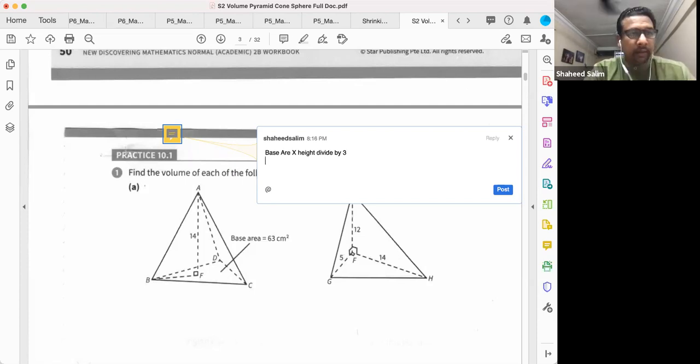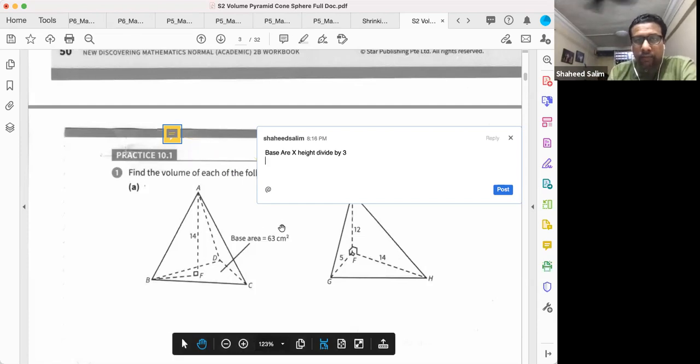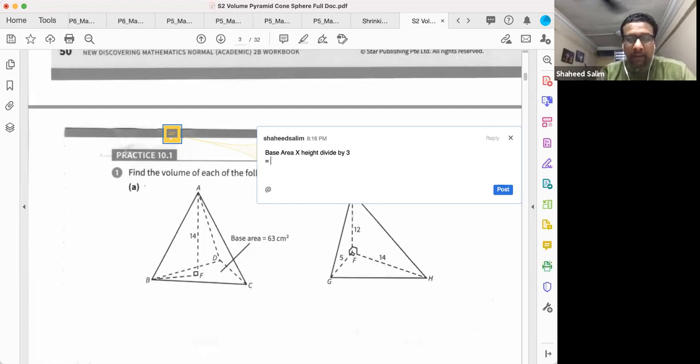Okay, Akila, well done. Inshi, Ryan. So if not, I will have to write down here. The base area is 63. You times by height 14. Then divide by 3. Yes, first one correct, Ryan, well done. Equals 294. Okay. Inshi can do that.